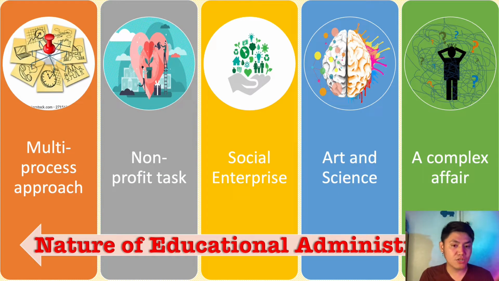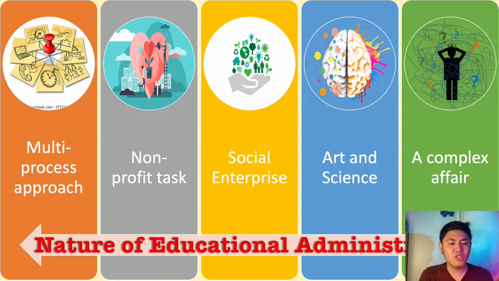Now let us talk about the nature of educational administration. As stipulated, educational administration and management are a multi-process approach, and it doesn't refer to any single process. Rather, different processes or aspects constitute administration and management when it comes to running the school. Educational administrators and managers are often placed in situations where they juggle between tasks that involve planning, organizing, directing, coordinating, and evaluating. That's why the process of educational administration is often called a multi-process or multi-pronged approach.